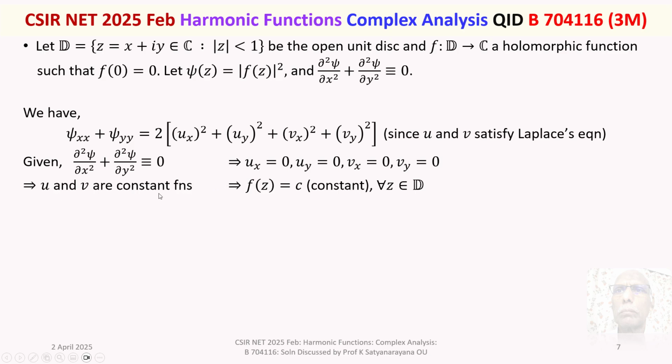If u and v are constant functions, f(z) = u + iv is also a constant. f(z) = c, a constant for all z belongs to D. Right. So now given f(0) = 0. So f(z) = c. In this, put z equal to 0. So that will be f(0) = c. But f(0) = 0. Therefore, c is equal to 0. Therefore, f(z) = 0 for all z belongs to D.